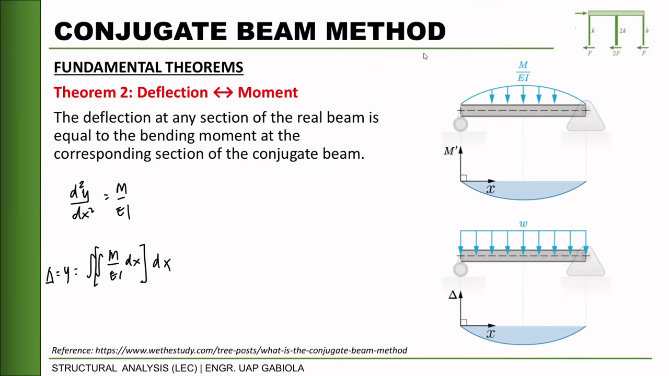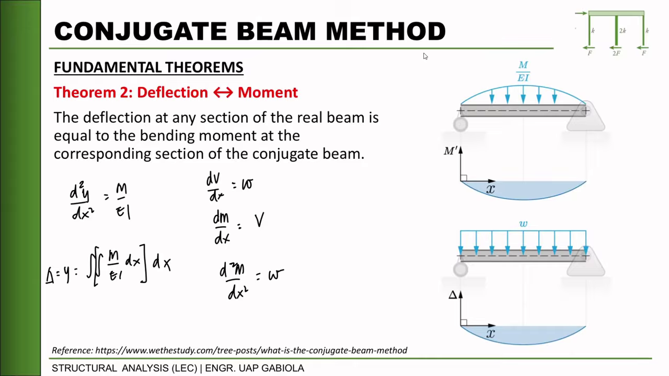Now for moment, it's the same. If you want to get the moment, we have earlier that dV over dx is equal to our loading. But the derivative of the moment with respect to x is equal to V. So if we take the derivative of V, it means we can take the second derivative of the moment, which is equal to our loading.